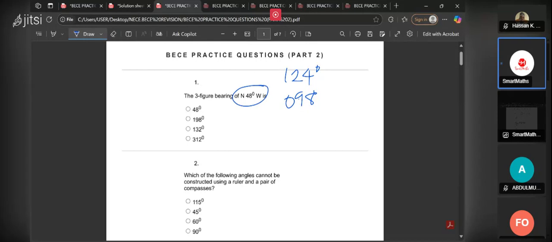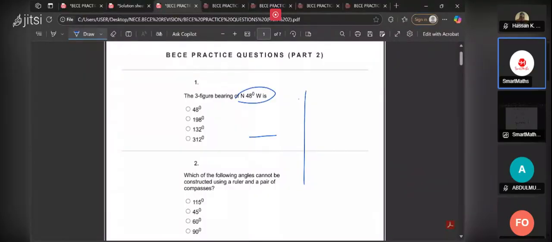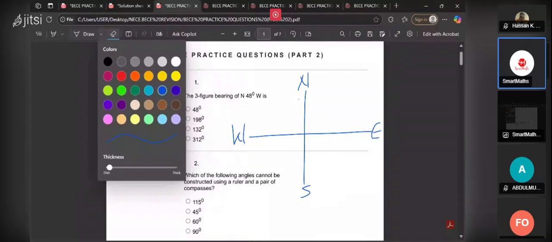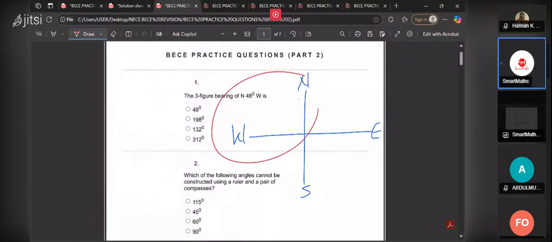Now let's go back to it. The first thing to do here is to sketch. You sketch this bearing out first. This is the north, this is the south, west, and the east. The bearing is between the north and the west, so it's going to be at this side here.